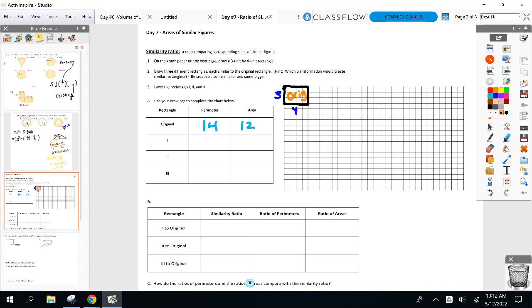So here we go. Let's make a 6x8 rectangle now. 6 going down, 8 across. 1, 2, 3, 4, 5, 6. 1, 2, 3, 4, 5, 6, 7, 8. Again, it's similar because if you do 6 over 8, that's the same ratio as 3 over 4. And same thing for me. Can you find the perimeter and the area of this one?